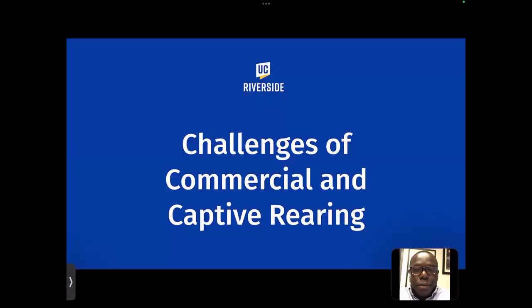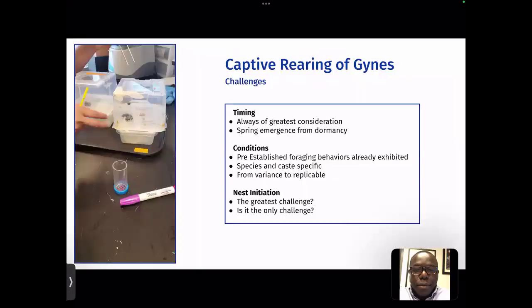Challenges of commercial and captive rearing. So I mentioned earlier that captive rearing always comes with its own challenges because we have to get the right time of the year. We have to get the right type of caste. So we have to actually go out and find these queens if we're going to capture them. And then we have to house them.